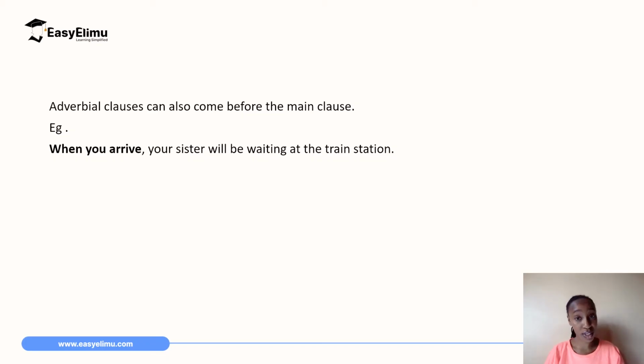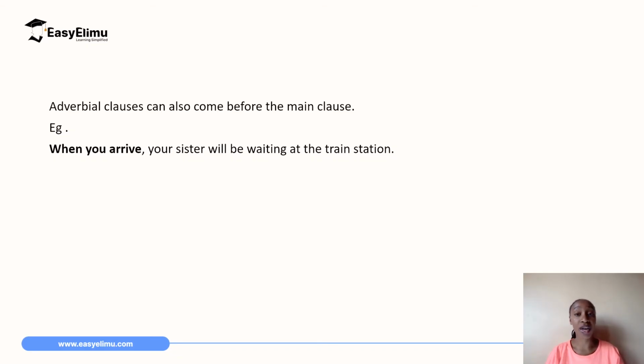It is also possible for the same adverbial clause to come at the beginning or before the main clause. So with the sentence that we used in the previous slide, this time the adverbial clause will be before the main clause. So when you arrive, your sister will be waiting at the train station. That sentence is still correct, right? When you arrive, your sister will be waiting at the train station.